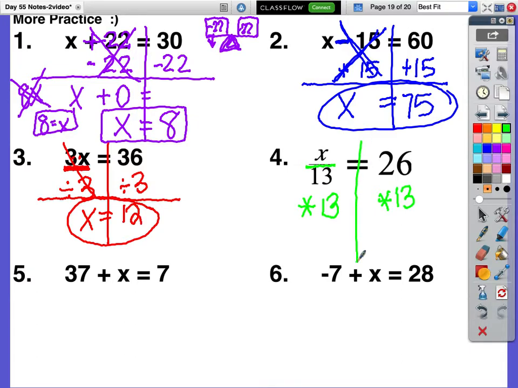Whoops, forgot that in the middle. All right, and then I draw a line across. My 13s are gone. So all I have left is an x and an equal sign, and then 26 times 13 is 338.